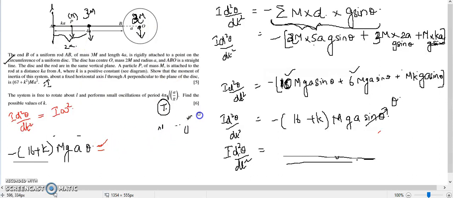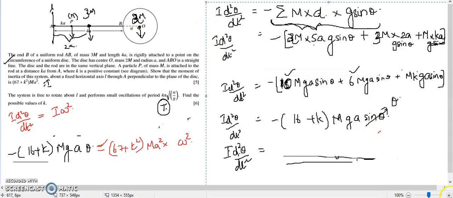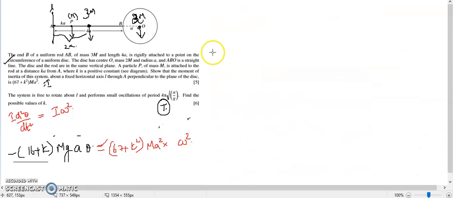67 plus k square ma square, right? So I can write 67 plus k square ma square as my I times omega square. So from this I'll get omega square equal to... what? Omega square is equal to this thing divided by the red part, right? Black divided by red, isn't it?